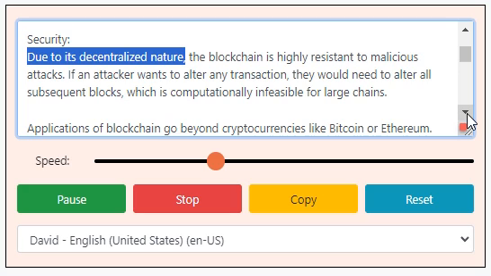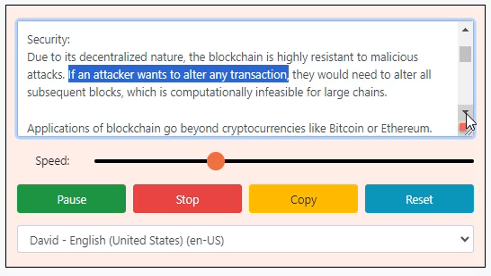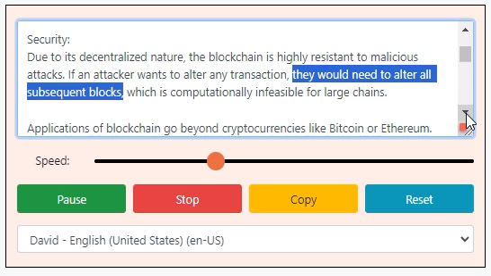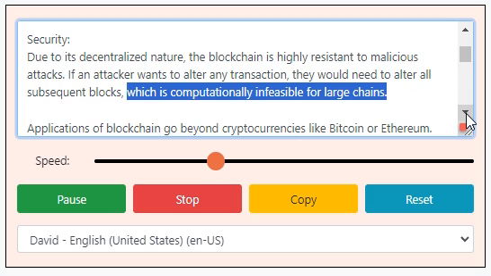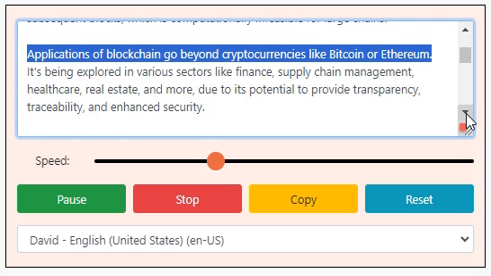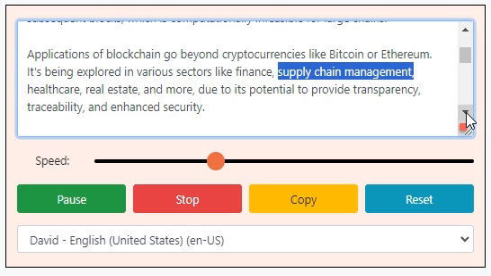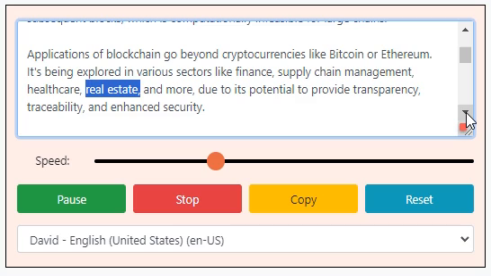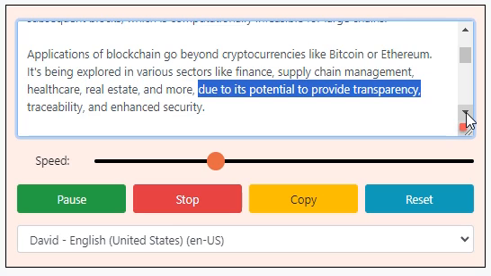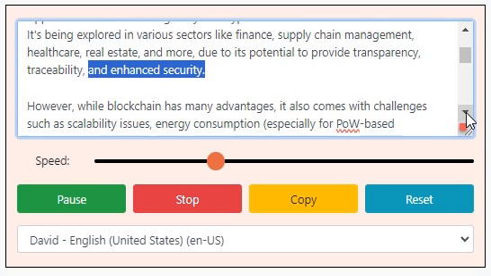Security. Due to its decentralized nature, the blockchain is highly resistant to malicious attacks. If an attacker wants to alter any transaction, they would need to alter all subsequent blocks, which is computationally infeasible for large chains. Applications of blockchain go beyond cryptocurrencies like Bitcoin or Ethereum. It's being explored in various sectors like finance, supply chain management, healthcare, real estate, and more, due to its potential to provide transparency, traceability, and enhanced security.